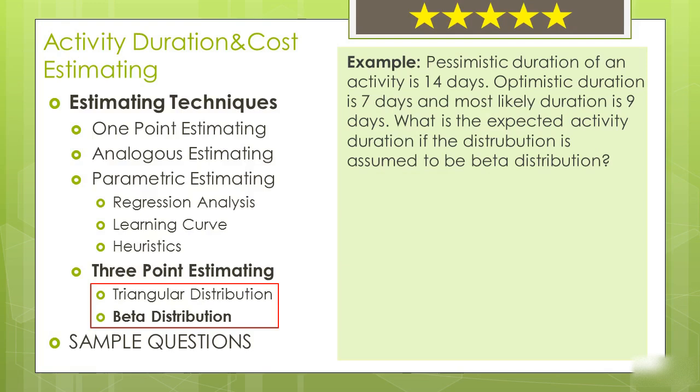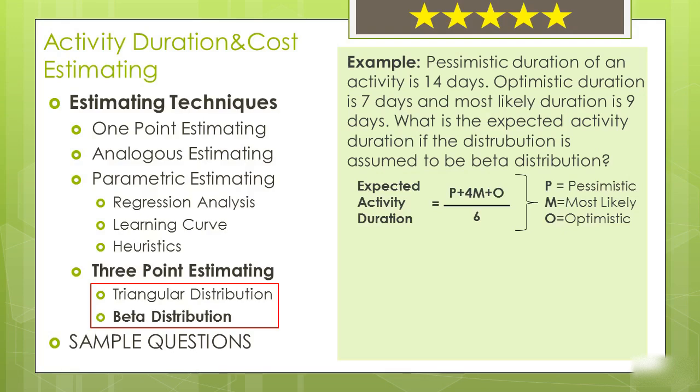Pessimistic duration of an activity is 14 days. Optimistic duration is 7 days. And most likely duration is 9 days. What is the expected activity duration if the distribution is assumed to be beta distribution? This is the same question we solved in previous lecture. But this time, the distribution is assumed to be beta distribution.